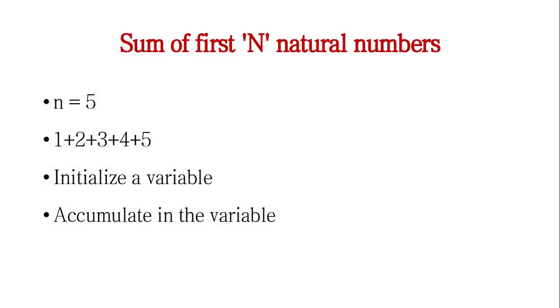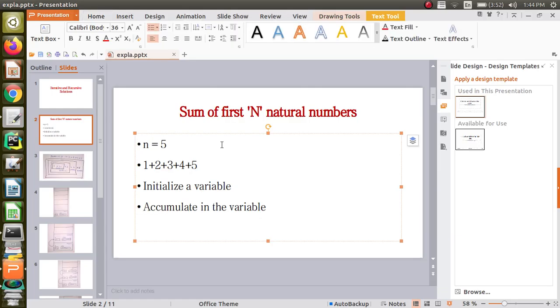So how can we do this? The first idea is the iterative procedure. In the iterative procedure, we will initialize a variable to store the total sum, and we will say that it is equal to 0, and then we will go on accumulating the added values into it. That way we will find the sum of first n natural numbers. So let us see the code.